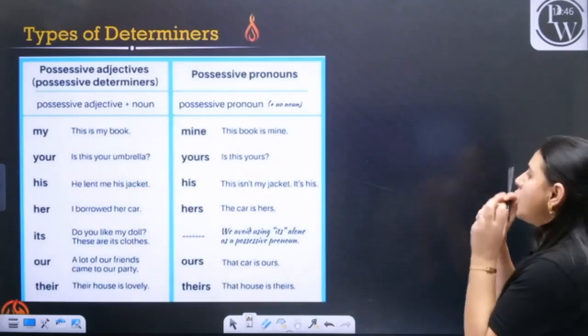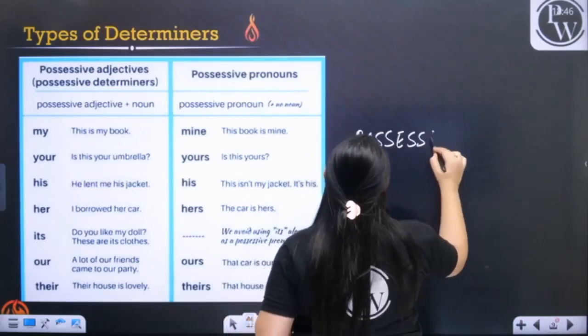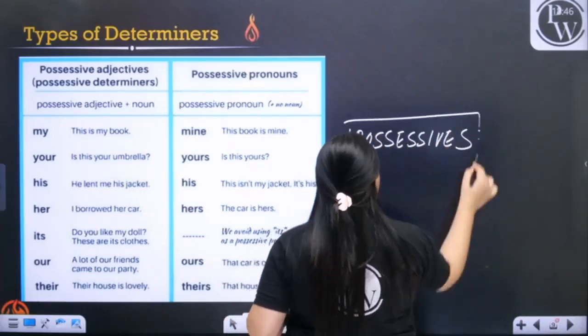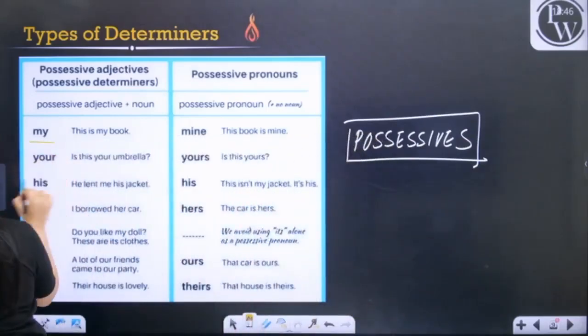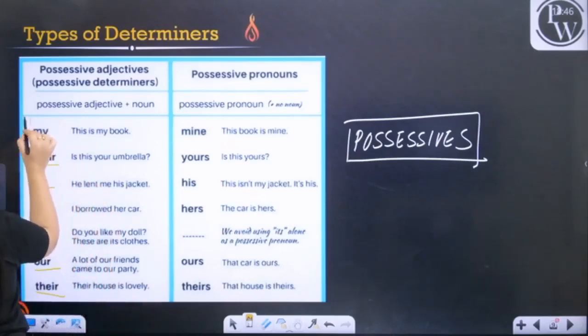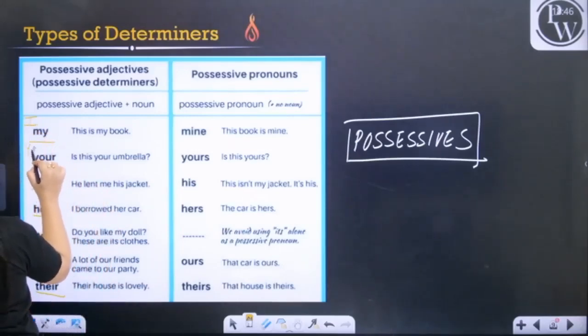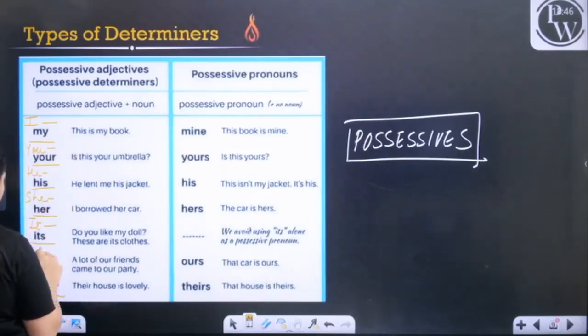Now, let's talk about possessives. What are possessives? My, your, his, her, its, our, their. My, I, mine. You becomes yours. He, she, her, it, its, we, our, they, their.